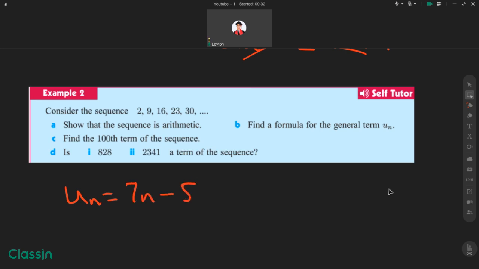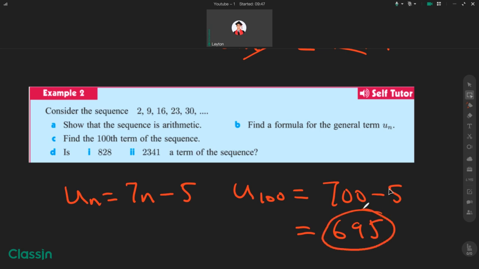So the 100th term is just going to be u of 100. And that's going to be 700 minus 5, which is 695. So now this is the easy part now.